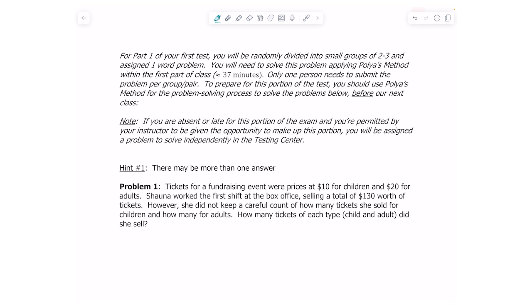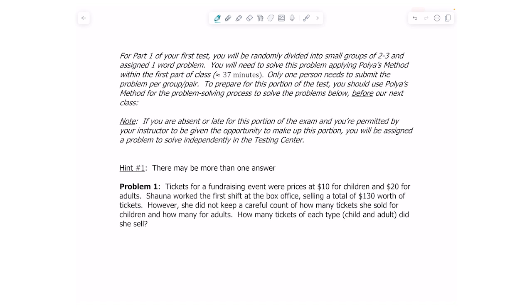So now I know the directions say within the first part of class, but if we're in an online setting, we don't really meet, right? So at some point between you doing this video, which should be prior to the test, right, well in advance, you're going to hopefully get in touch with your group members, and you're going to collaborate to solve the problem that you're assigned. Only one person in the group needs to submit the problem per group or pair.